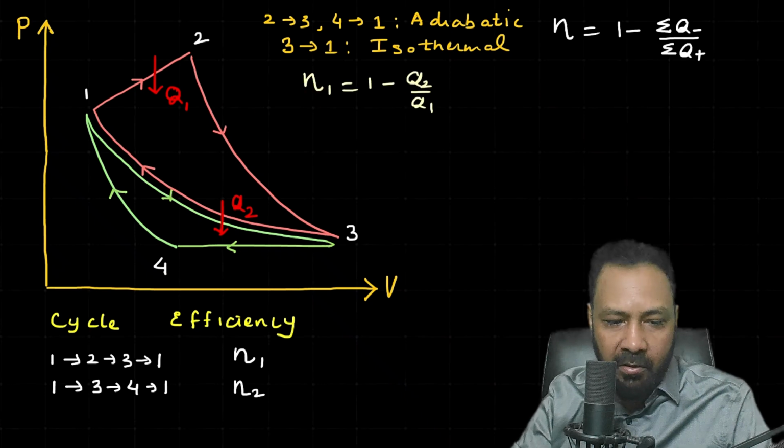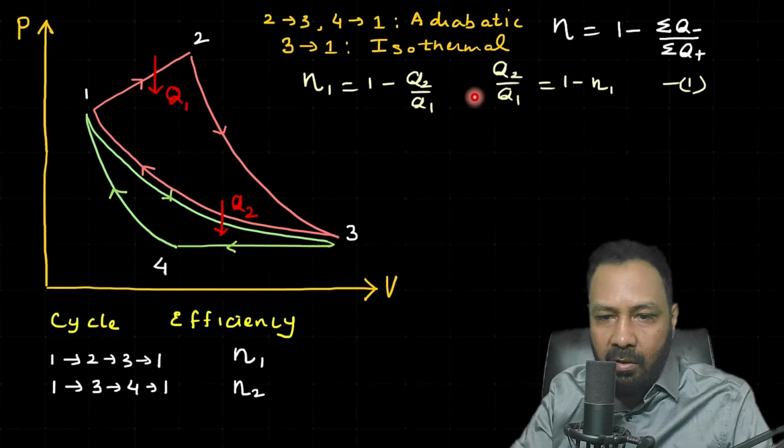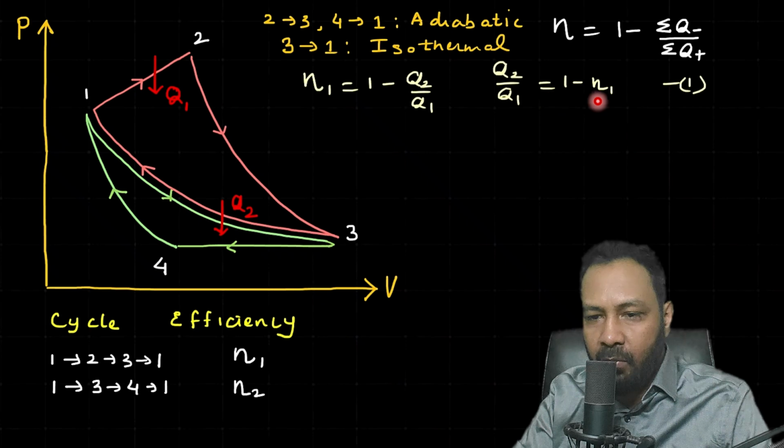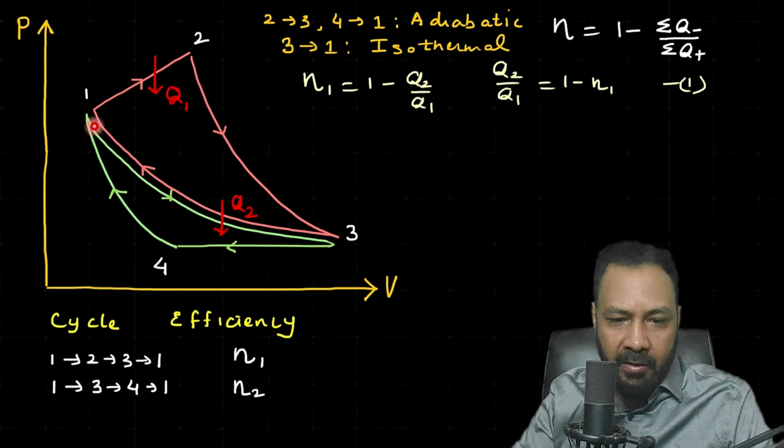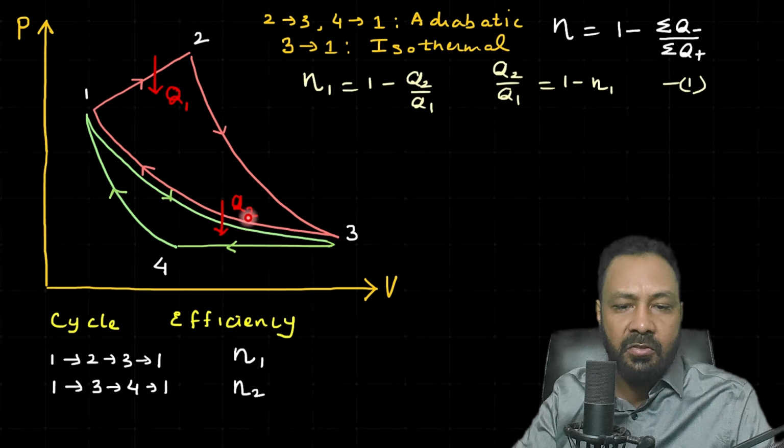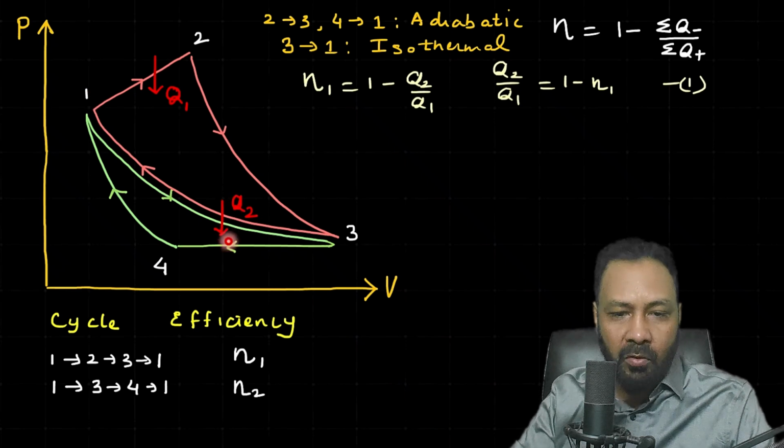That is eta 1. So I can rearrange that: Q2 by Q1 is equal to 1 minus eta 1. And now for this cycle 1 3 4 1, if from 3 to 1 heat is rejected, then obviously from 1 to 3 the direction is just changed, so heat would enter. So from 1 to 3, the heat entered is Q2.